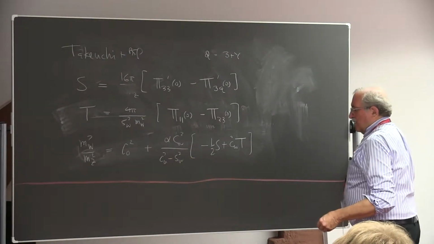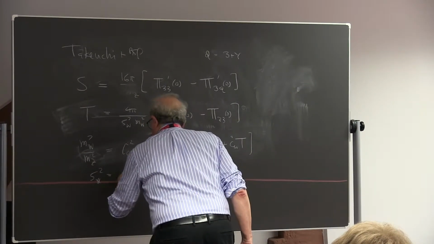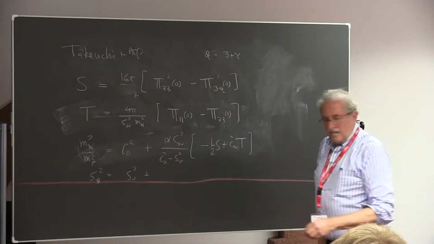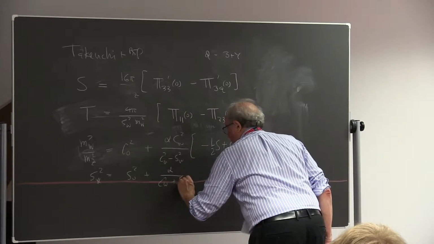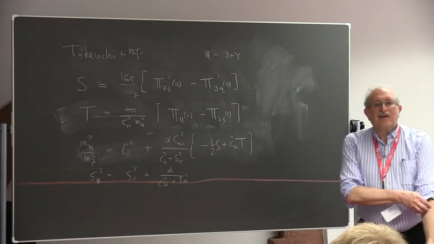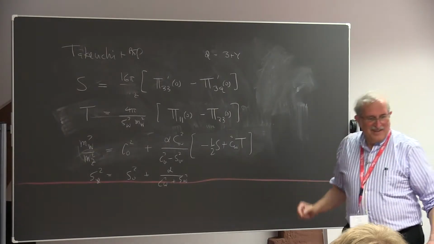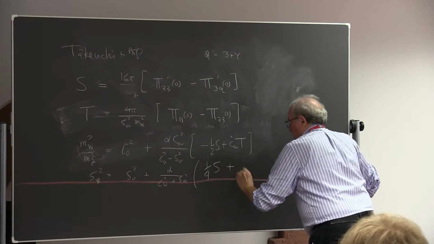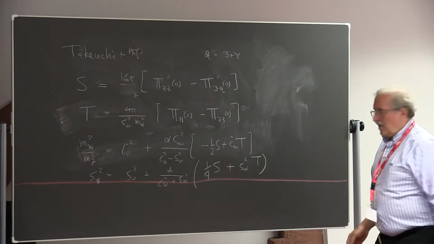And oh, I still didn't leave myself enough room. S star squared is equal to S0 squared plus alpha over cW squared plus sW squared. Oh, now is this okay? I violated the unitarity bound, the infrared bound. One quarter S plus sine squared theta W times T. Sorry.